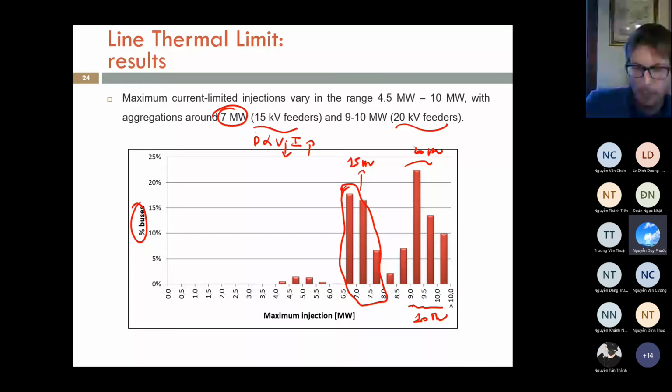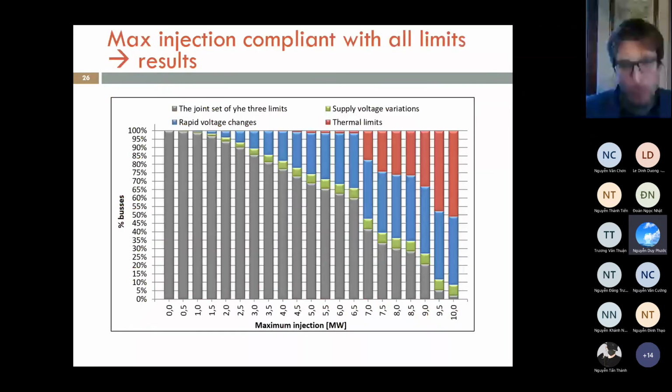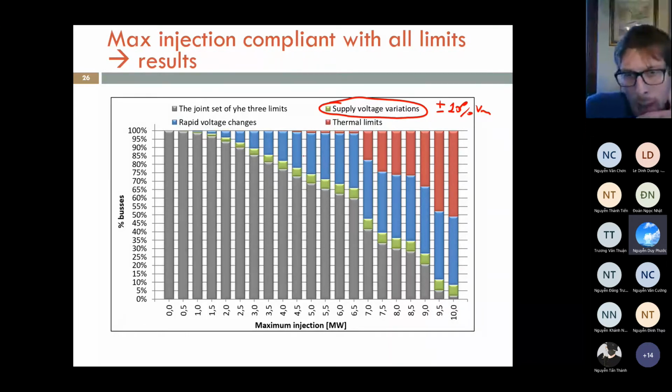Okay. So finally, just to summarize, this is more or less the results we got from simulation. The supply voltage variation, the plus or minus 10% of the nominal voltage, seems not to be an issue for installing RES in distribution networks, while the rapid voltage changes and the thermal limits are two issues to keep in mind.